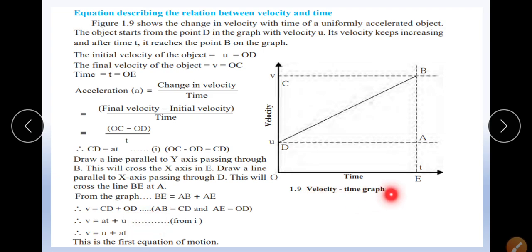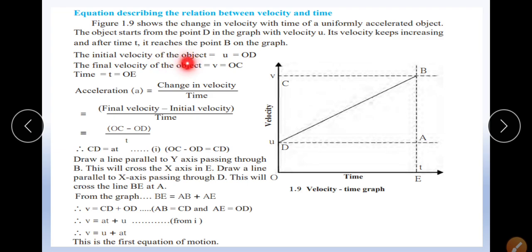Observe the figure, which is the velocity-time graph, in which the velocity with time of a uniformly accelerated object is given. The object starts from point D in the graph with the velocity u. u is the initial velocity, v is the final velocity. The initial velocity here is not 0. It is having some initial velocity u. Its velocity keeps increasing, and after time t, it reaches the point B on the graph. So this has become the final velocity, which is v.